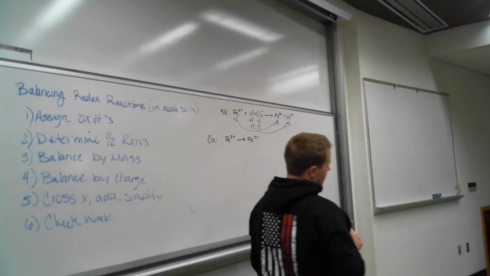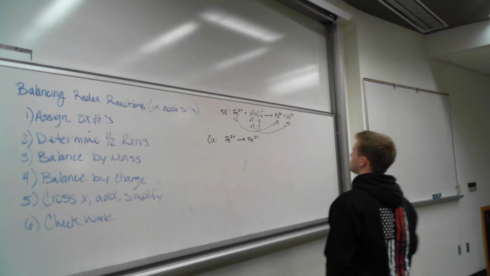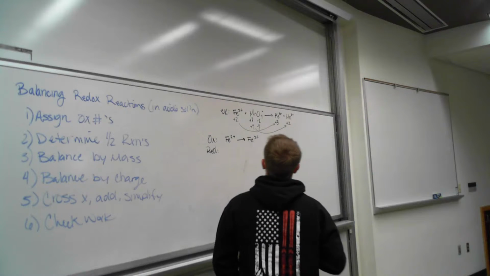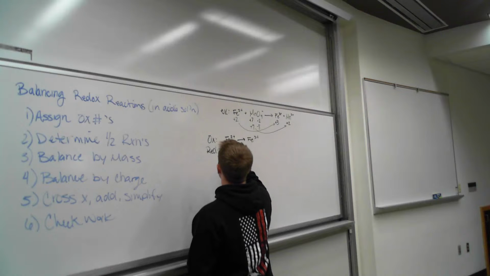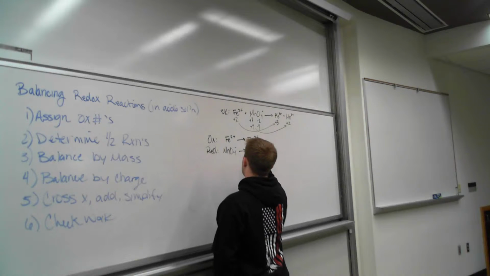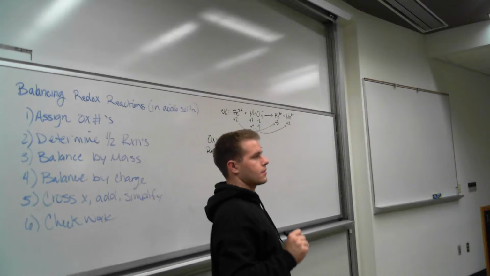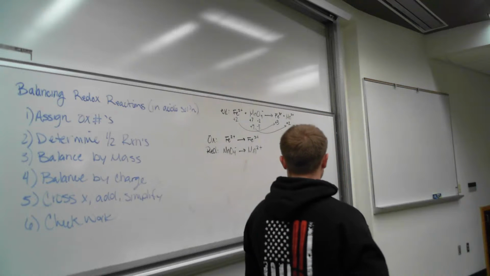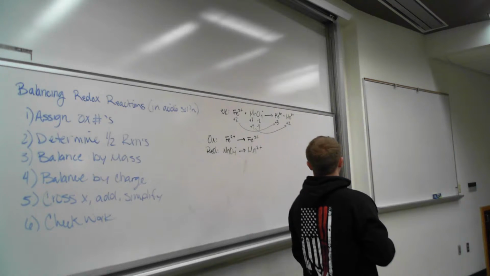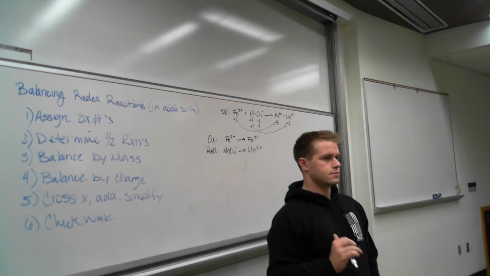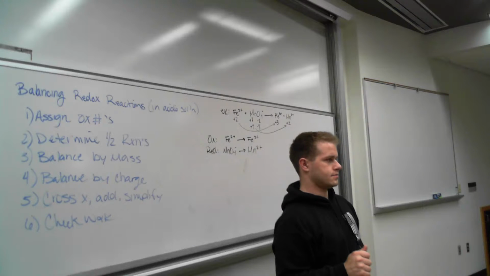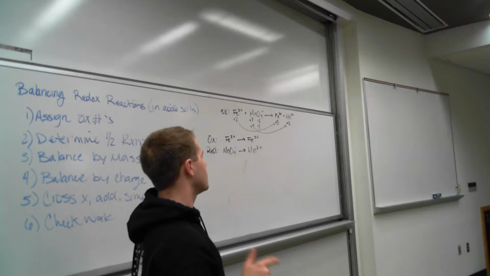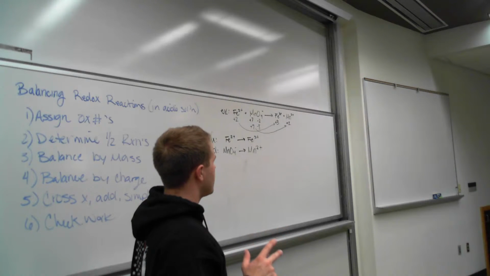Next, let's write out our reduction half reaction. So we go from MnO4 minus to Mn2 plus. So we've put all of our reactants and products in one of our half reactions, so we're good to go there. And we've identified which is oxidation and which is reduction. Makes sense? Following so far? Okay. So step 1, we assigned our oxidation numbers. Step 2, we determined our half reactions. Step 3 is to balance by mass.